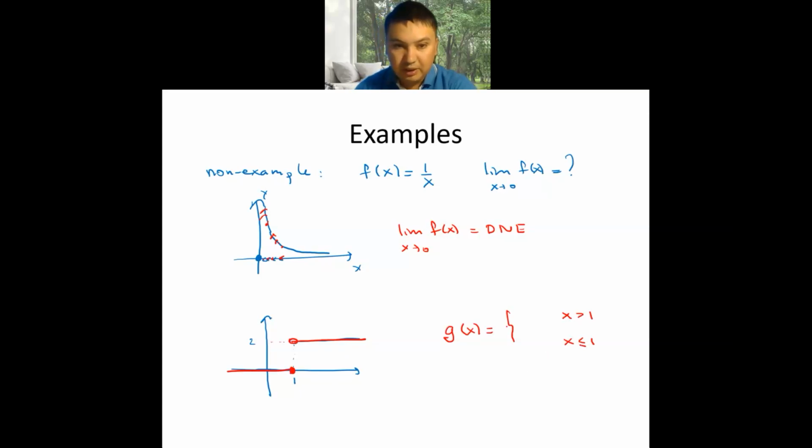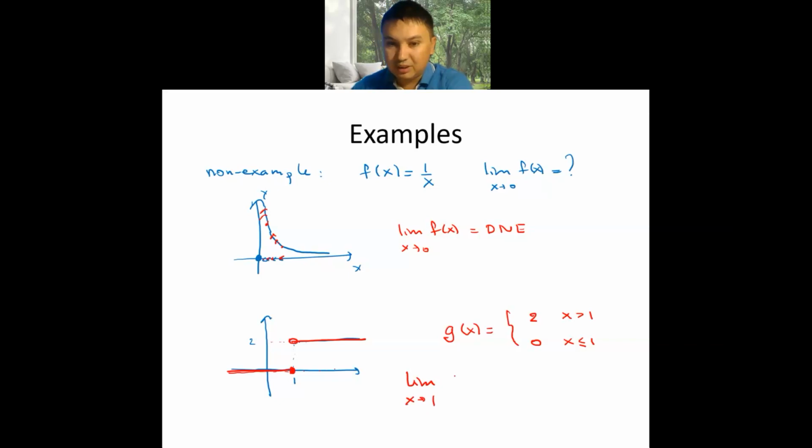When x is bigger than 1, what are the values? It's always 2. If x is less than or equal to 1, I'm right here at the bottom, so this is 0. That's the function. It's almost constant, but it has two values: 0 when x is less than or equal to 1, and 2 when x is bigger than 1.